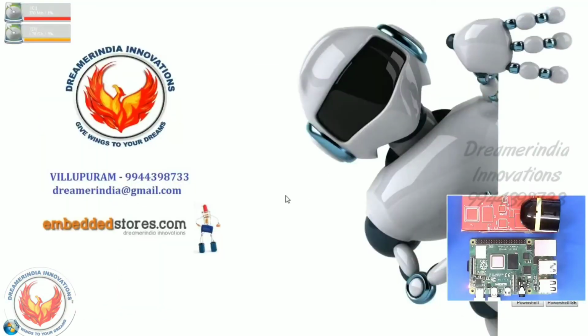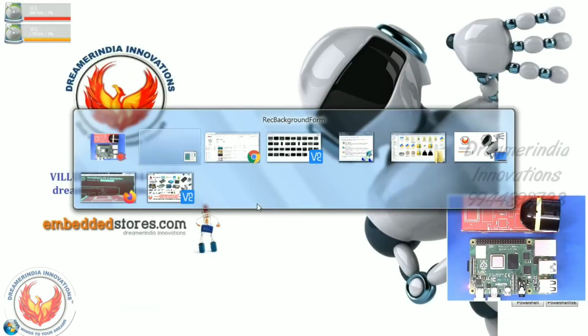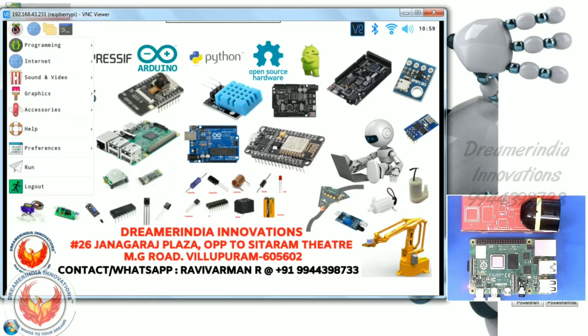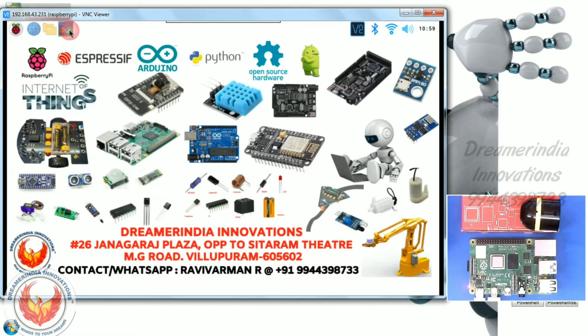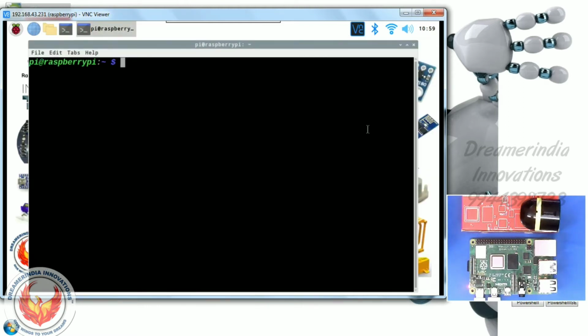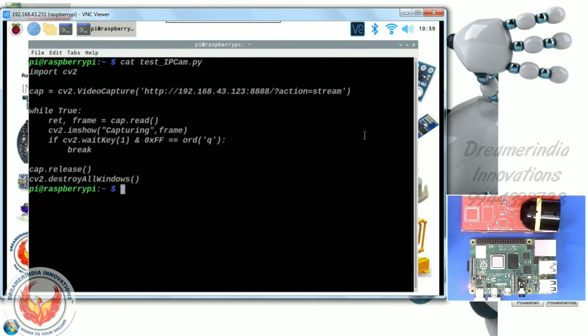Now I am going to the VNC viewer so that I can access the Raspberry Pi. This is the VNC viewer where I have already booted the Raspberry Pi desktop. Now I am going to access the cam. For accessing the cam, I have already written a small Python script. I will show you the script. This is similar to the script for accessing the webcam, but instead of video 0, here we use the IP.